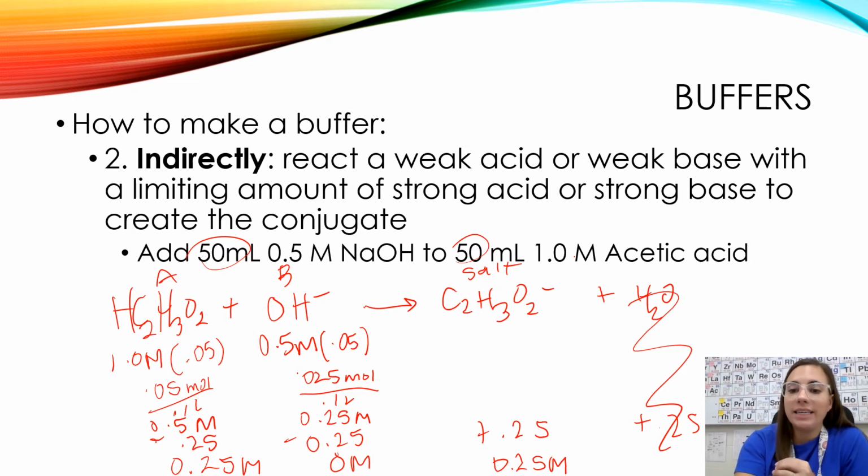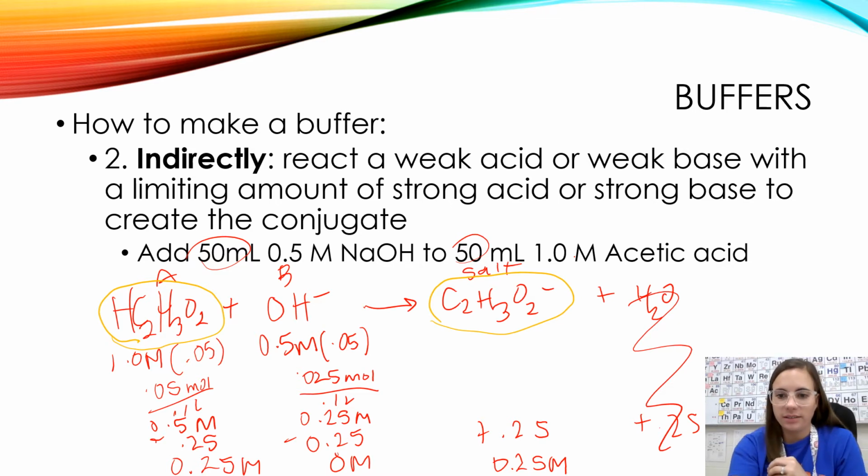So what I did is I created a buffer by neutralizing half of my weak acid, which forms its conjugate base. So that's how we can indirectly create a buffer. All right, so whichever method we use, the important thing is we have to have a weak acid or base and its conjugate.